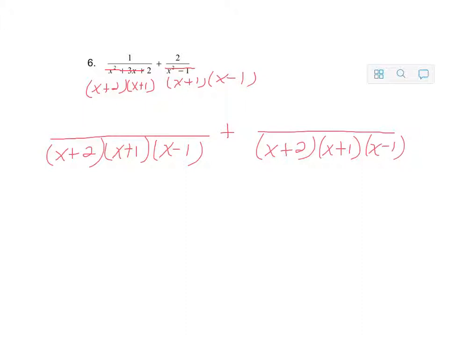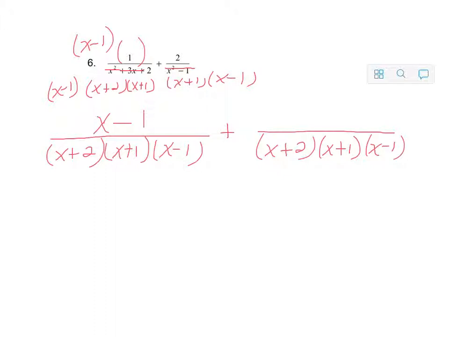All right, what did I give the first denominator to make him look like the new one? I gave him an x minus 1. So I multiplied him by x minus 1. So I've got to multiply the top by x minus 1. And I'm going to get 1 times x minus 1 is x minus 1.